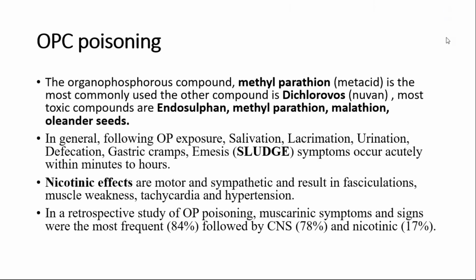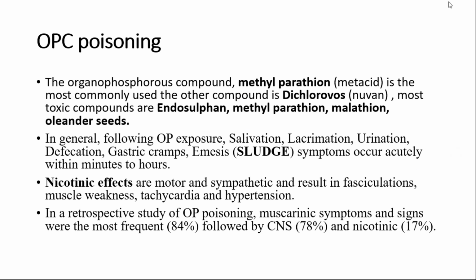In organophosphate poisoning, usually the patient comes with a history that the person has ingested insect disinfectant products, which are usually OPCs. These are the compounds which are seen in disinfectants, like All Out or Hit. These patients usually inhale or ingest these compounds and come to us. These are all the compounds: methyl parathion, endosulfan, malathion.